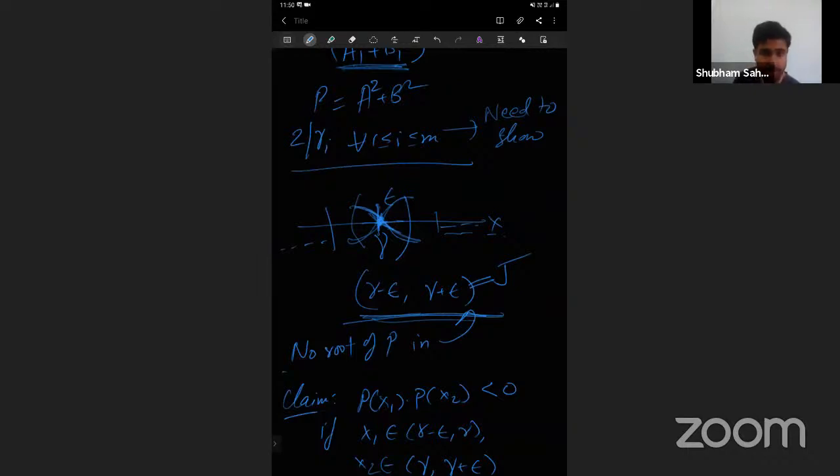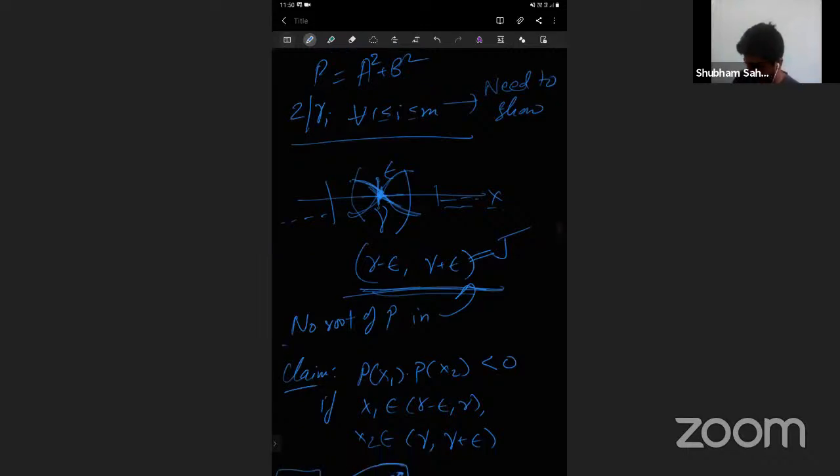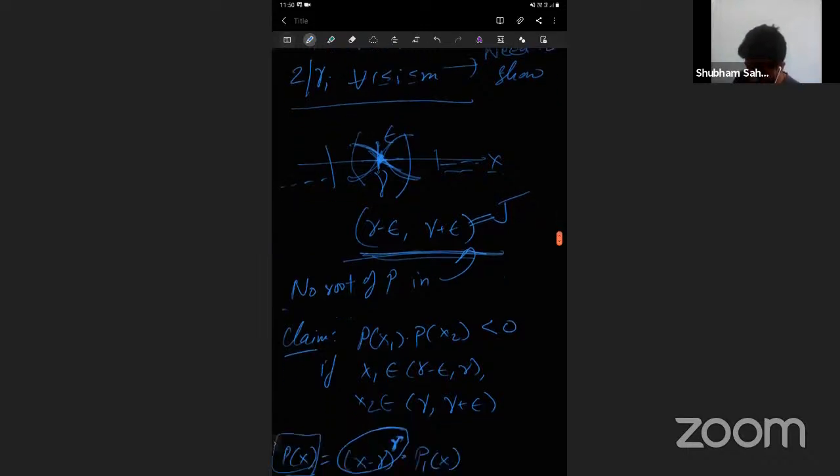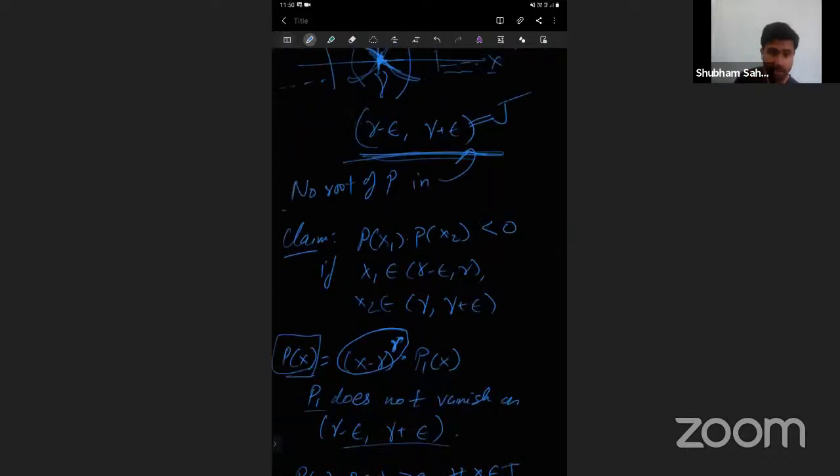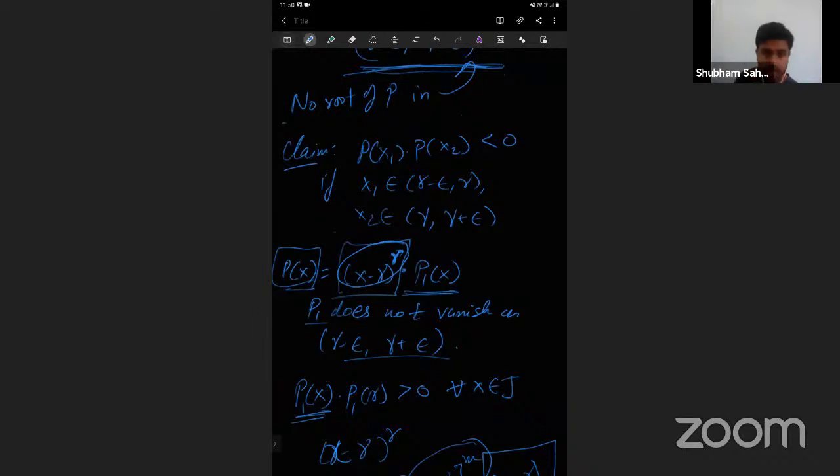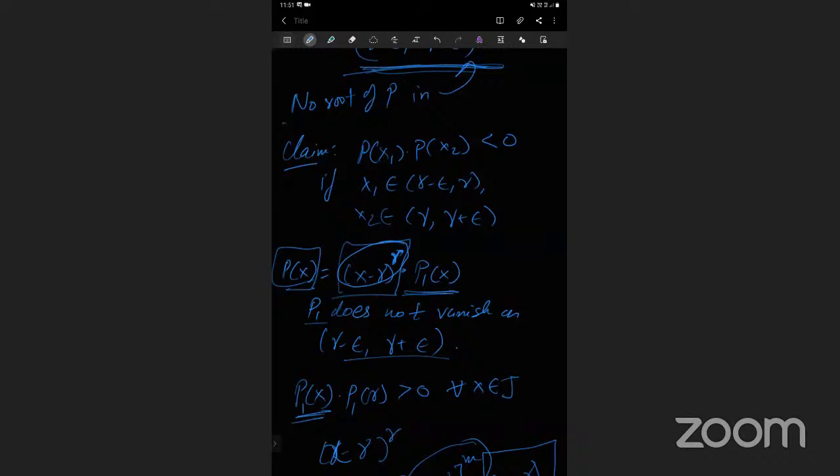Is everybody clear why we can do this? Okay. Now you have that J is an interval where the only root of p is gamma. If you factor gamma out of p, suppose you remain with p1. Now p1 does not vanish at any point in this interval. So p1 cannot change signs, because to change signs it has to go through zero. A polynomial function is continuous, so it can't be positive and negative in the interval without going through zero. So p1 is either consistently positive or consistently negative.